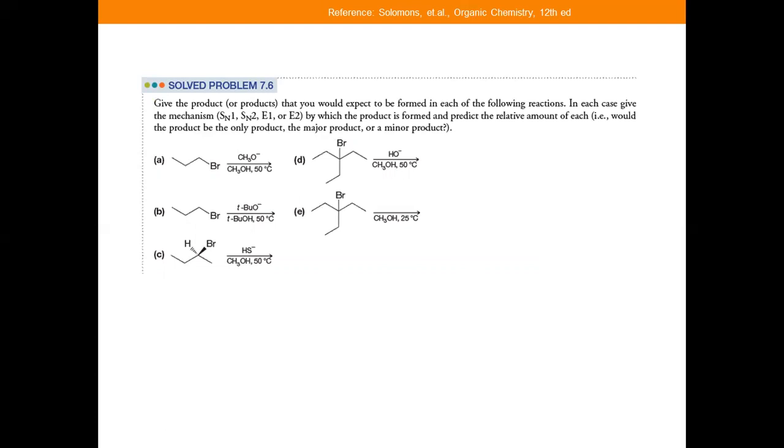So I'd like you to review chapter 6 on the criteria that would favor SN1, SN2, E1, or E2, before you proceed to solve problem 7.6 here. I think we already have an example of this in the last part of chapter 6. So give the product of the reactions.